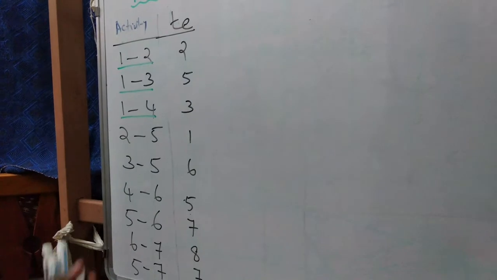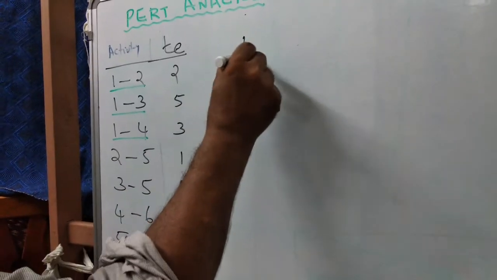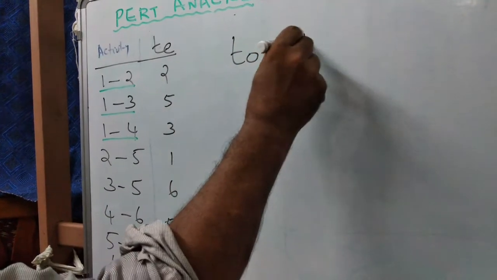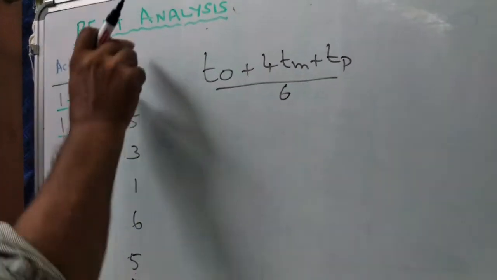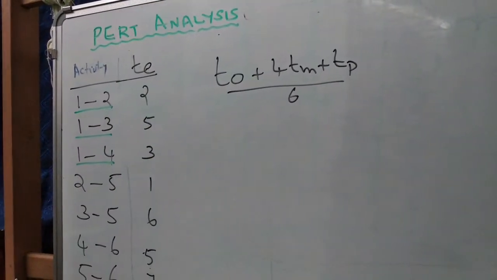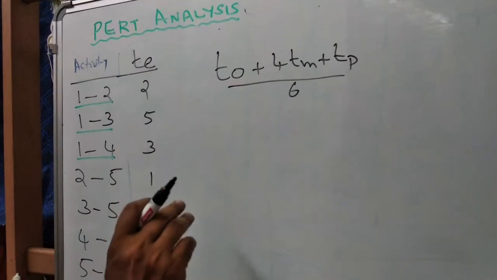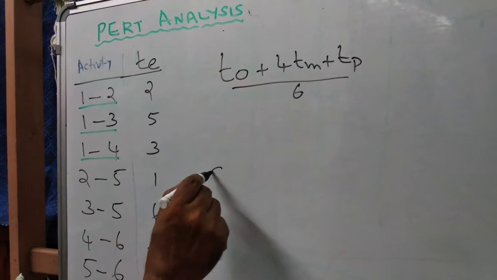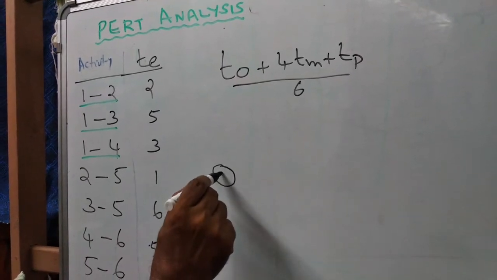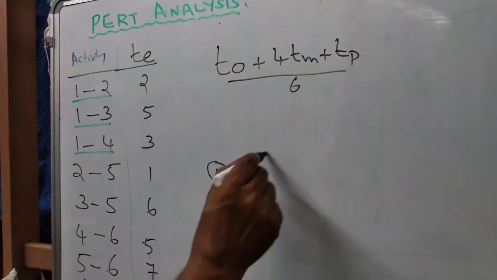The formula for calculating the expected time is TO plus 4TM plus TP, divided by 6, which gives these figures. Using these figures, we are going to construct the network diagram. Then look at the network diagram. Activities are marked by an arrow.